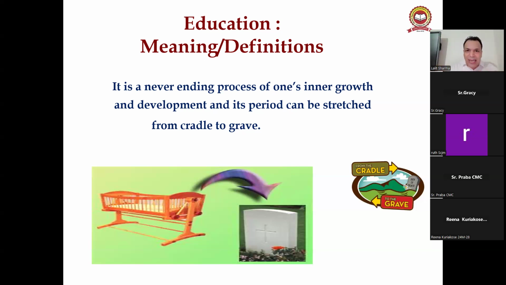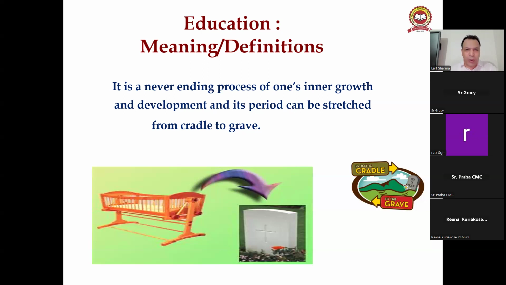So education is a never ending process, and I was talking about John Dewey. Who was John Dewey? John Dewey was a pragmatist. In one of his books, I think written in 1938, right? We will cover it in this slide also.